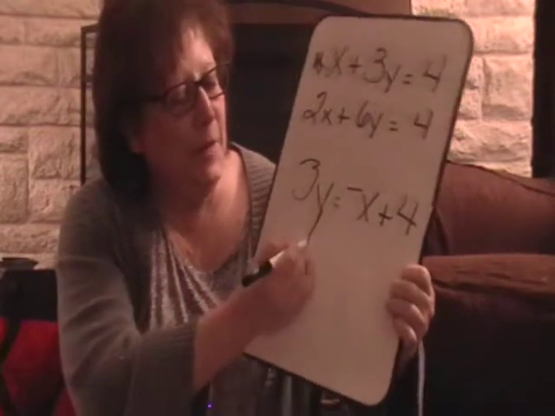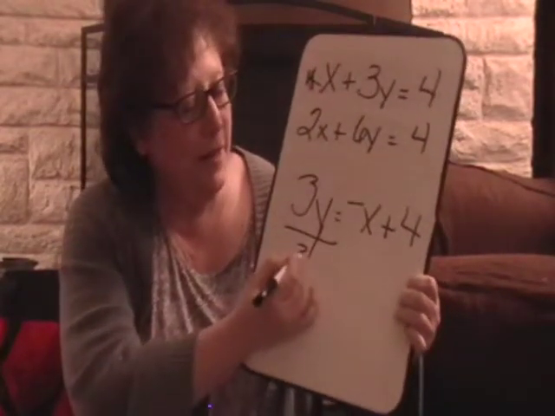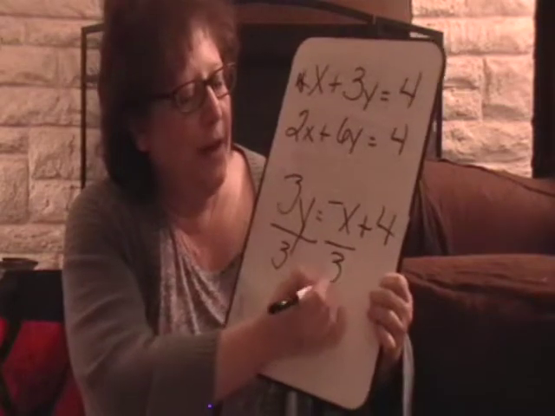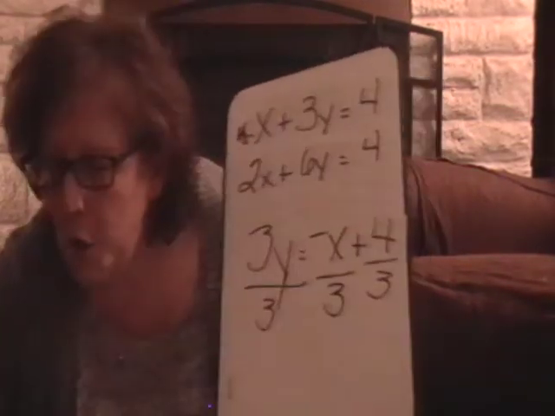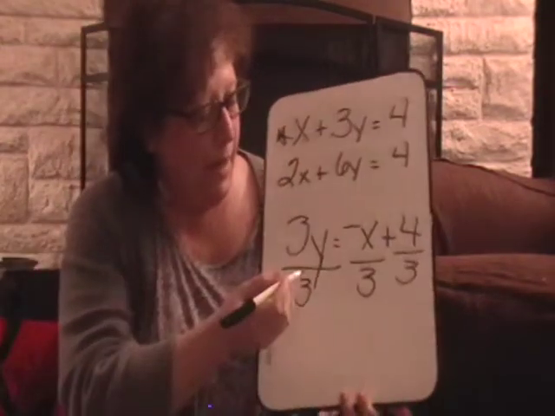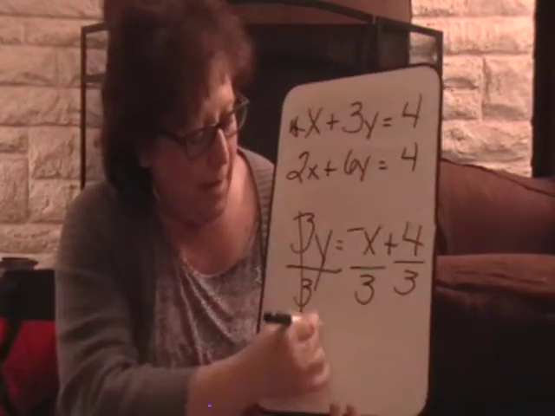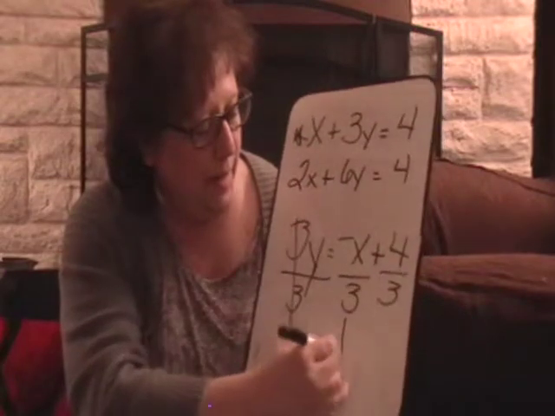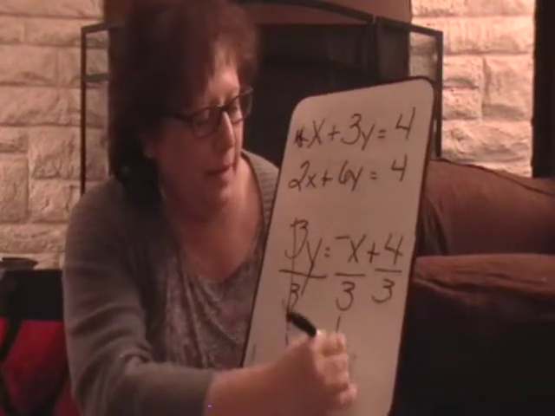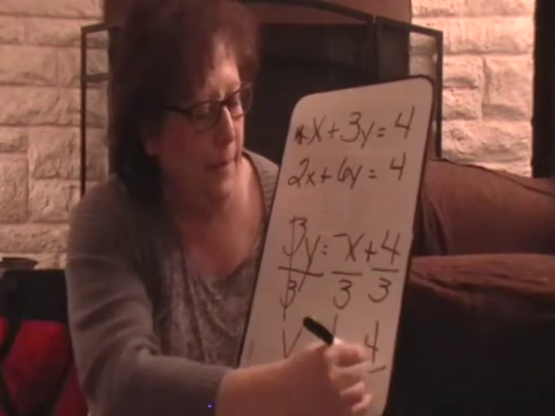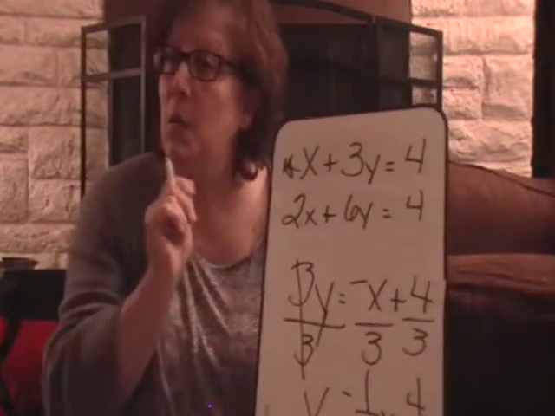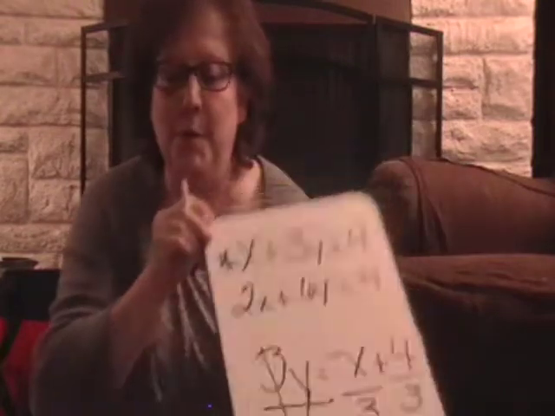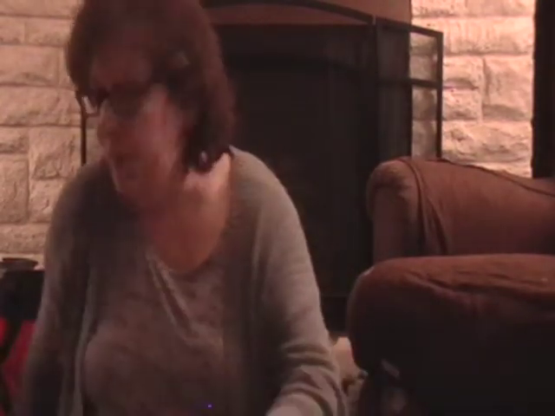So what we need to do here is divide by the 3, divide by the 3, divide by the 3. Once we divide by that 3, we're going to get y equals negative 1/3 x plus 4/3. Now I want you to do the same thing with the second one while I let Gypsy go in another room. So do the second line and I will be right back.